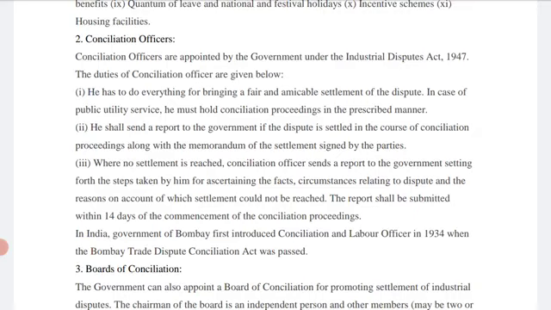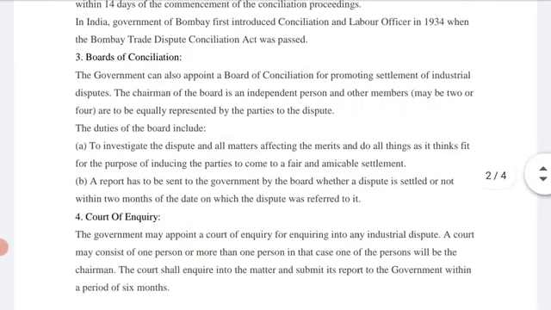It is to be sent to the government. The report shall be submitted within 14 days of the commencement of conciliation proceedings. In India, the government of Bombay first introduced conciliation officers in 1934 when the Bombay Trade Disputes Conciliation Act was passed. Then the third one is the board of conciliation.